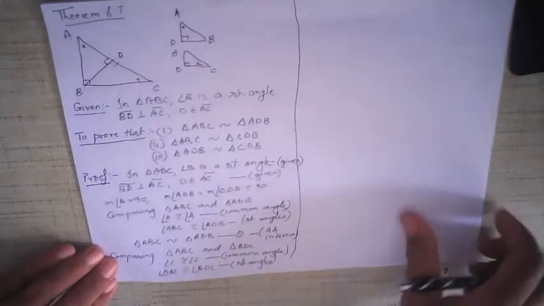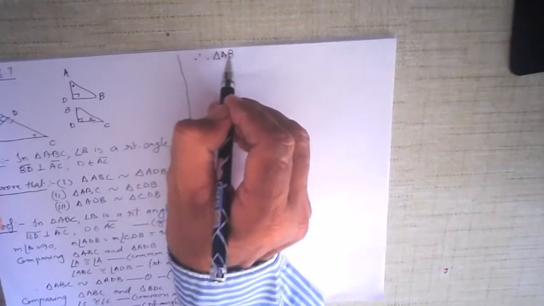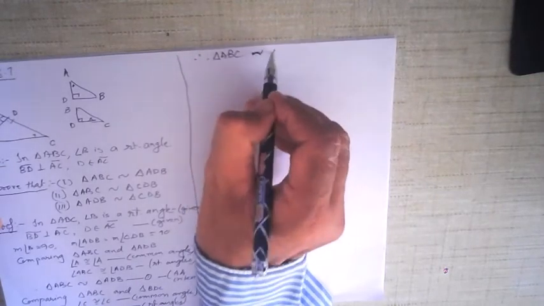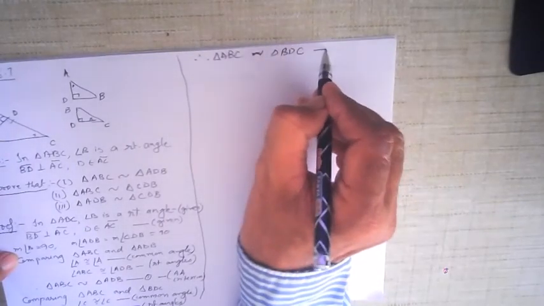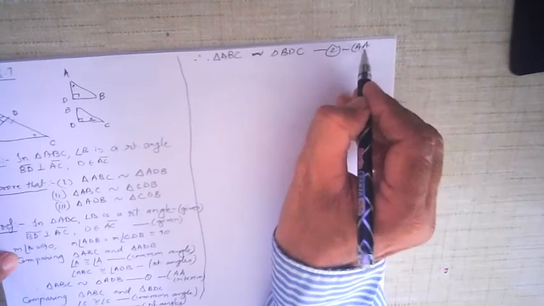And therefore, what can you write? Because two angles are congruent, therefore triangle ABC is similar to triangle BDC. We had compared triangle ADB in the first case, and this is the second case, so this is result number 2. And what reason can you write? AA criterion.